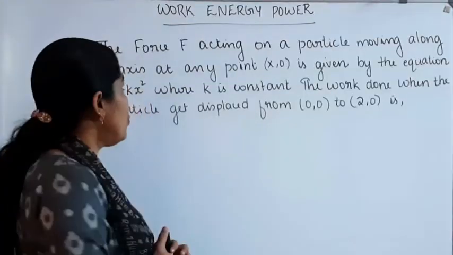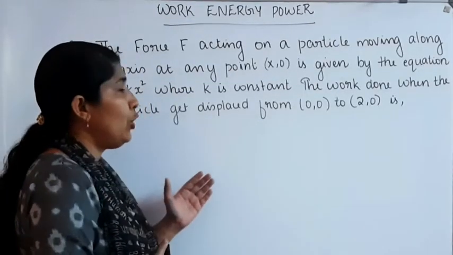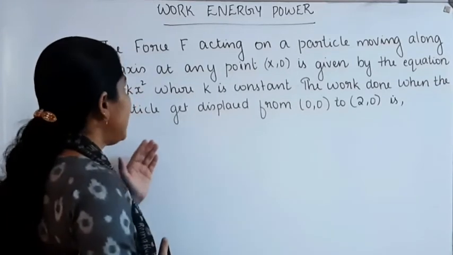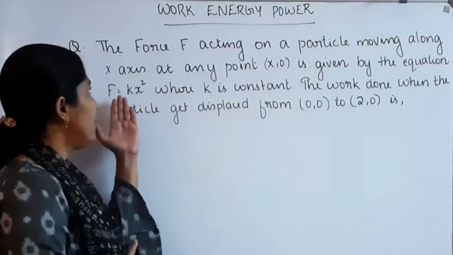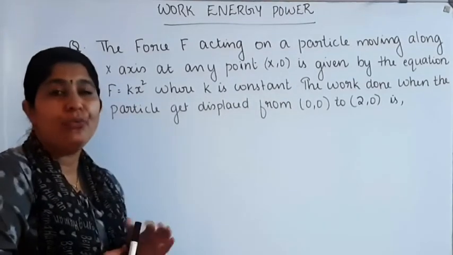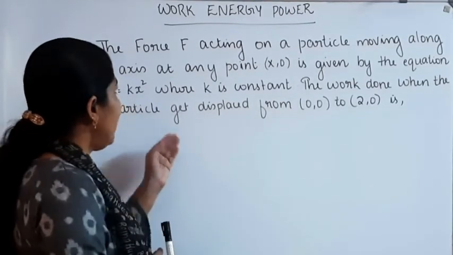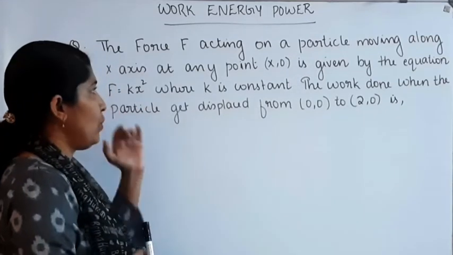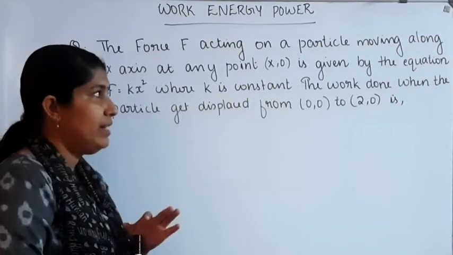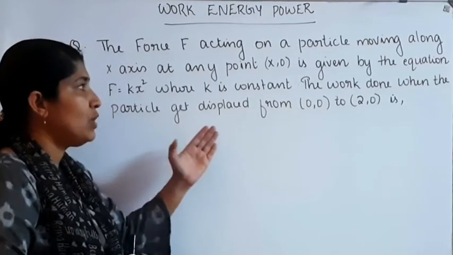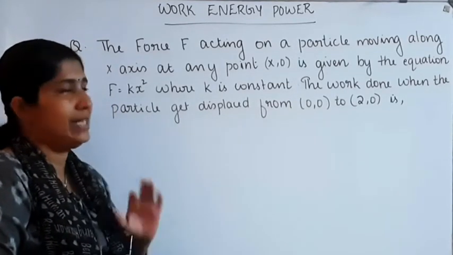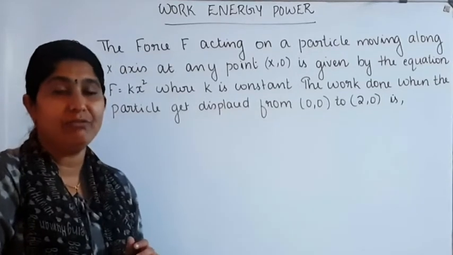Next question. The force F acting on a particle moving along the x-axis at a point x0 is given by the equation F is equal to kx square. The force acting is given, that's equal to kx square. If k is a constant, the work done when the particle gets displaced from 0,0 to 2,0 is? We want to find out the work done.